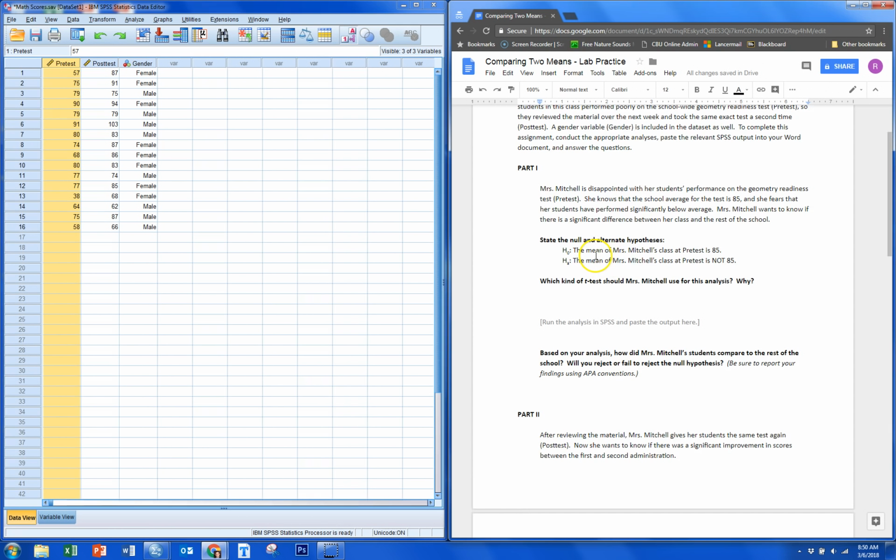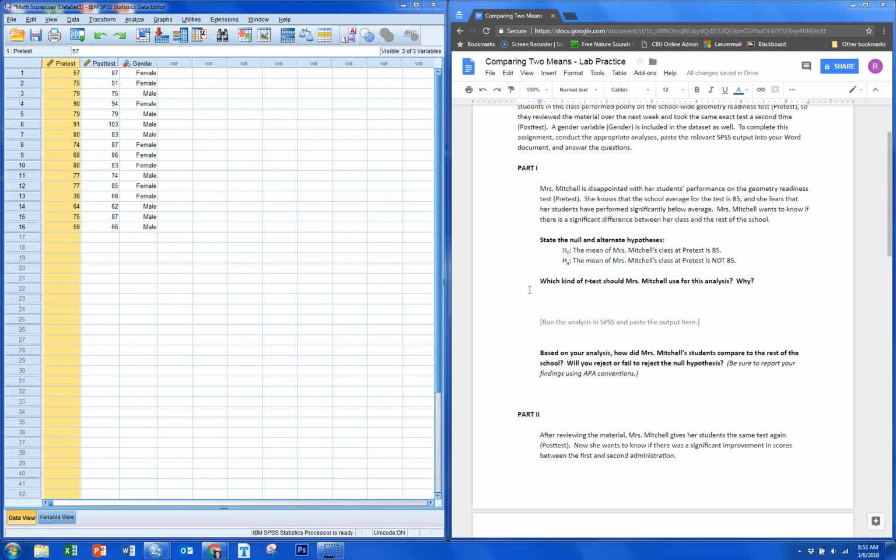So the null, no effect, no difference. The mean is the same as the rest of the school. It's 85. The alternate, there is a difference. The mean of her class is not the same as the rest of the school. In other words, it's not 85. So which kind of t-test should Mrs. Mitchell use for this analysis, and why?